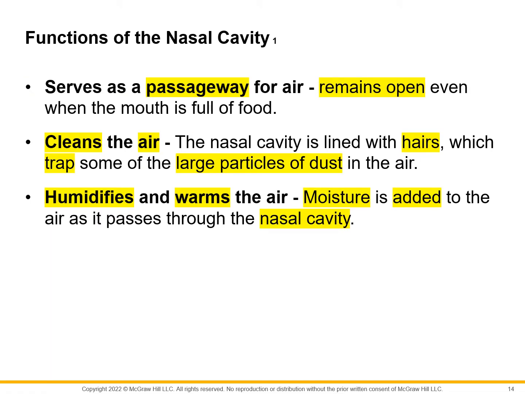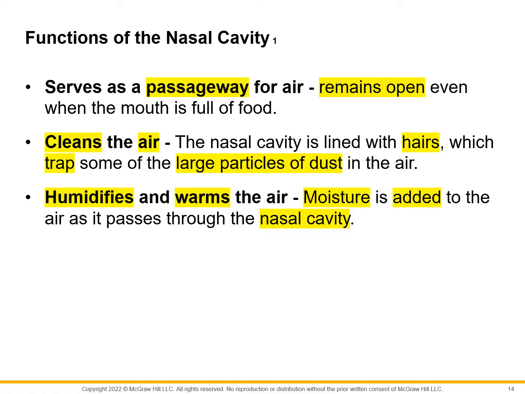Listed here are the functions of the nasal cavity. This would remain open even when the mouth is full of food. Okay, so dalawa po yung pwedeng daanan ng hangin na hinihinga natin, the nose and the mouth. But breathing through the mouth is not really a good practice. Okay, pero ayan nga po, in cases of people who are mouth breathers, at least even when their mouth is filled with food, may iba pang pwedeng daanan yung hangin.